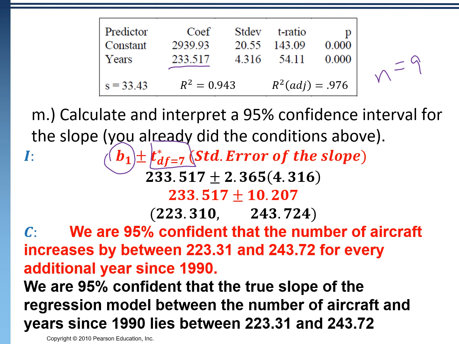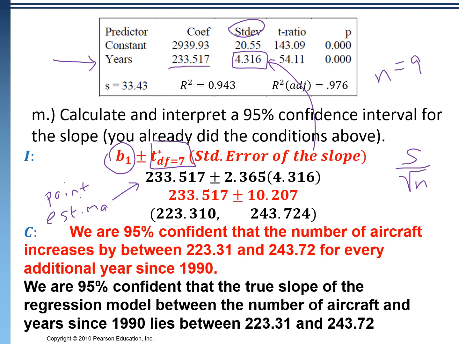And then standard error of the slope, we're looking on this slope line here, and we see standard deviation. It's going to be that number right there. That has already done the calculation S over radical N for us, which is typical for t-score problems. So we don't have to worry about that when we get that regression output. It's already calculated. All right, so another note, just while we're here, this value is called the point estimate. If you're ever asked about a point estimate, it's just the result of the sample, whether it's the slope in this case, or a p-hat, or an x-bar.